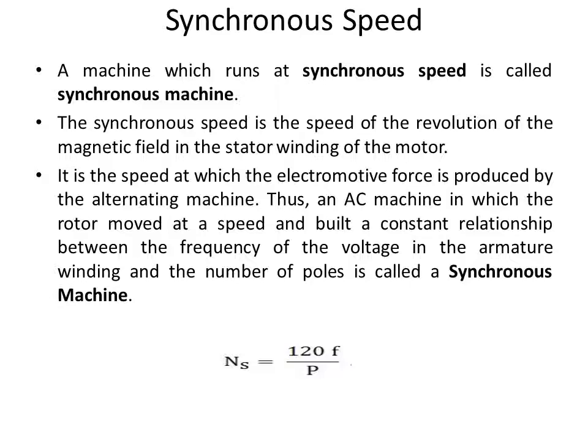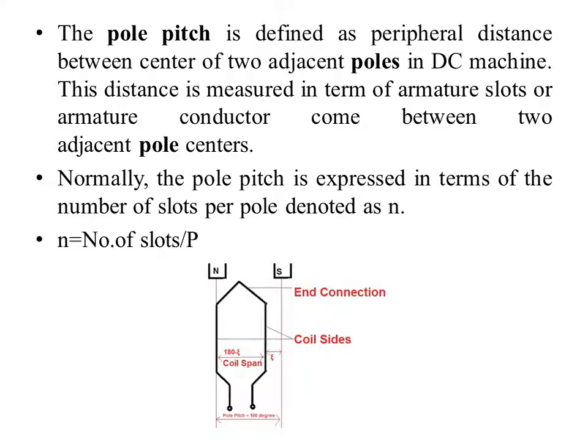What is N? N is 120 F by P. This is the synchronous speed of the alternator. The speed at which a synchronous generator runs is called the synchronous speed. Ns is equal to 120 F by P.